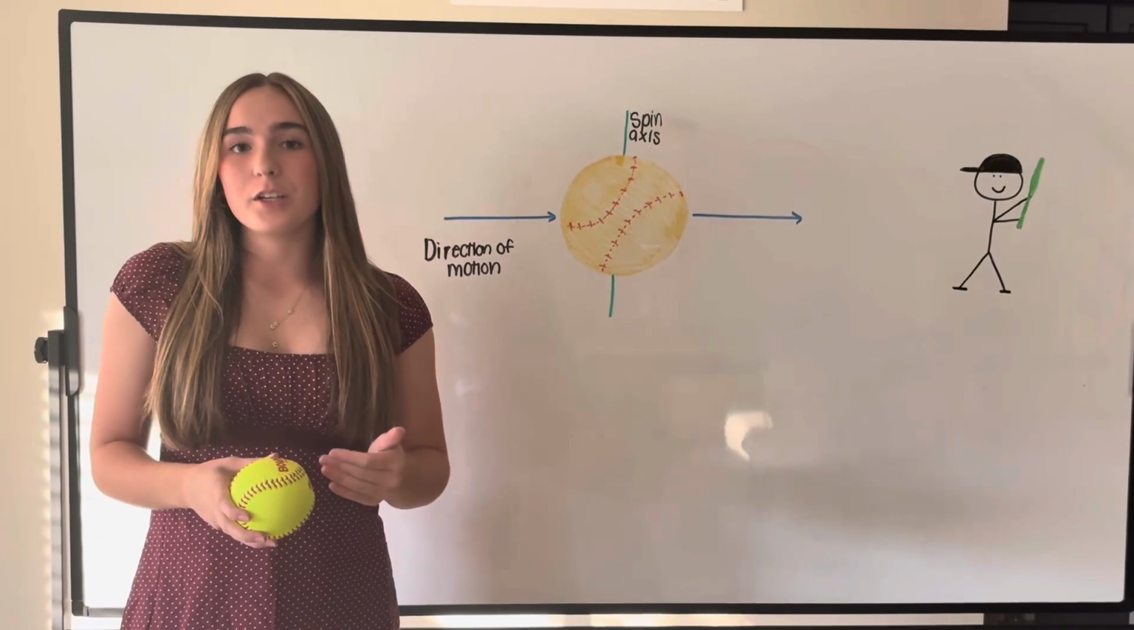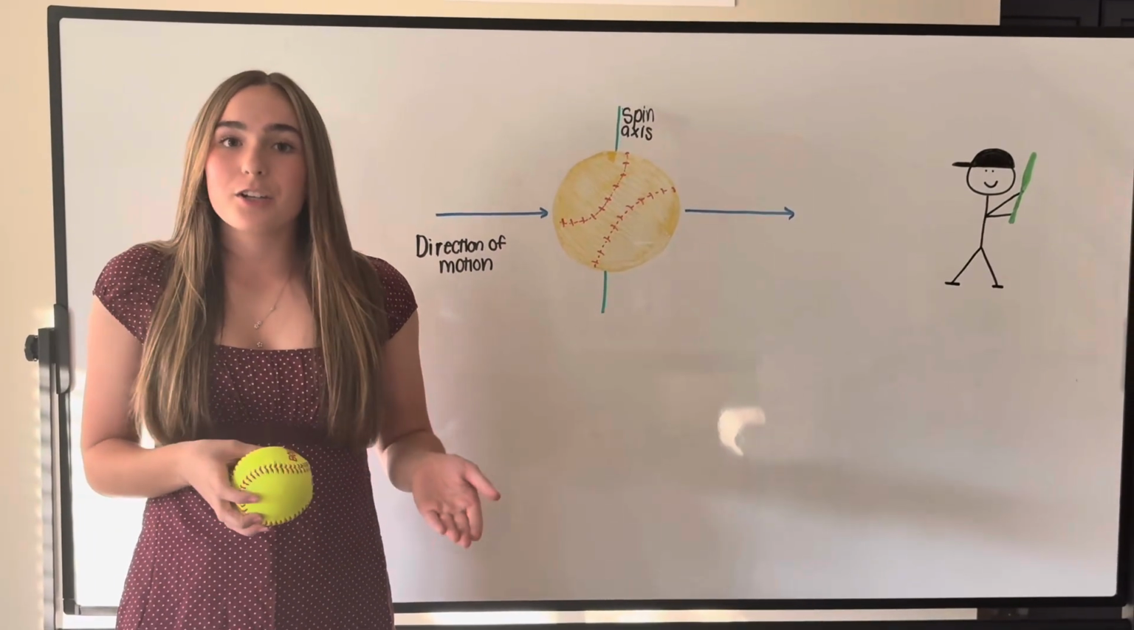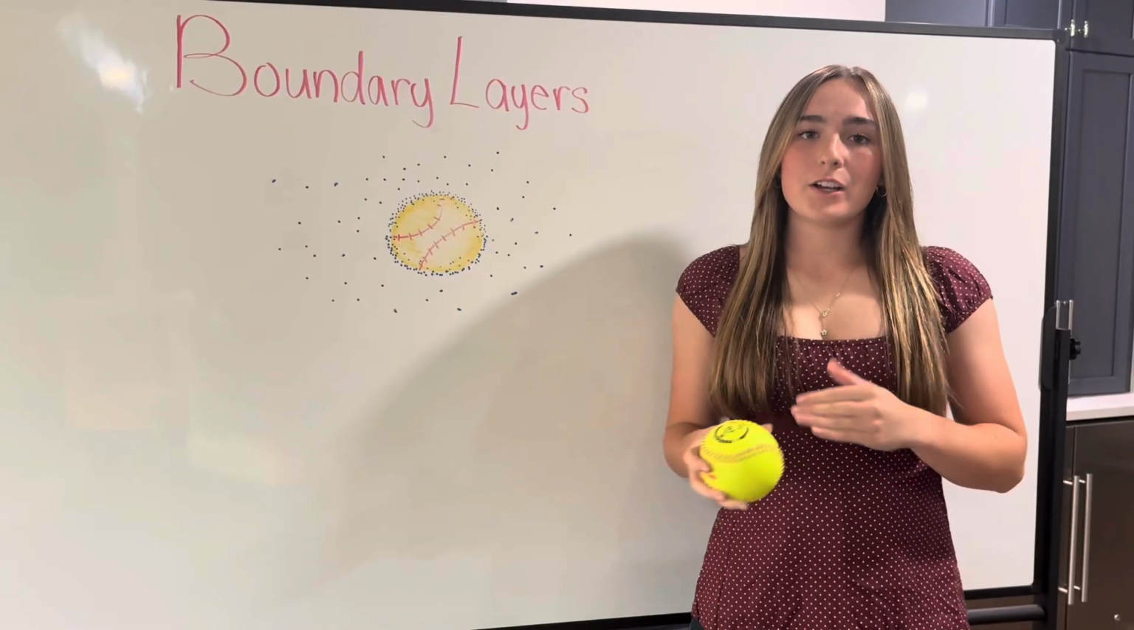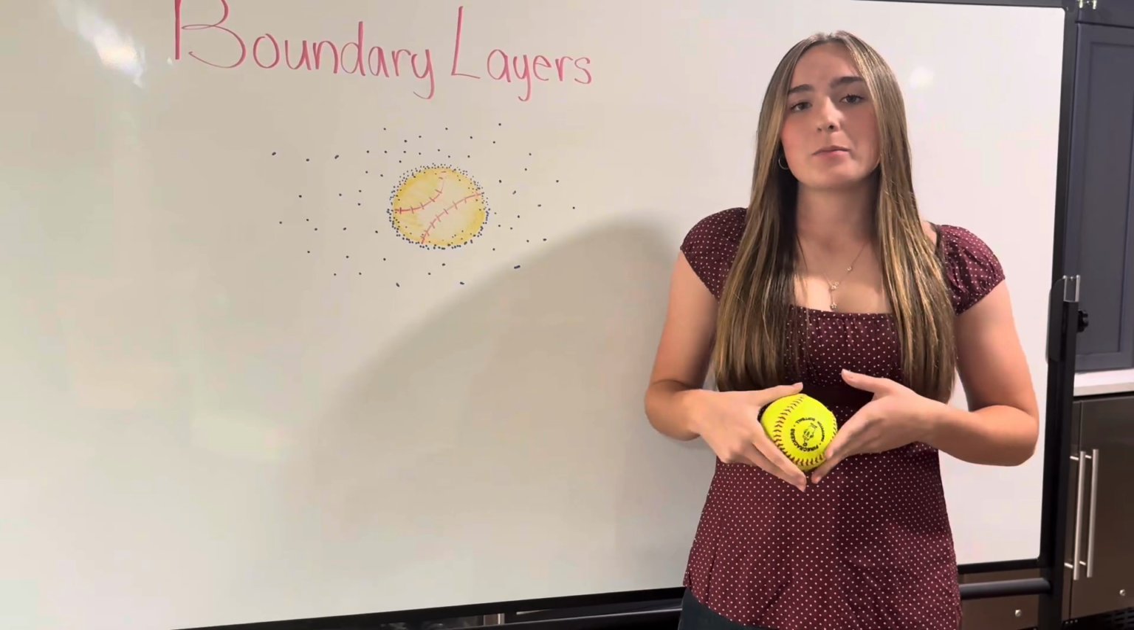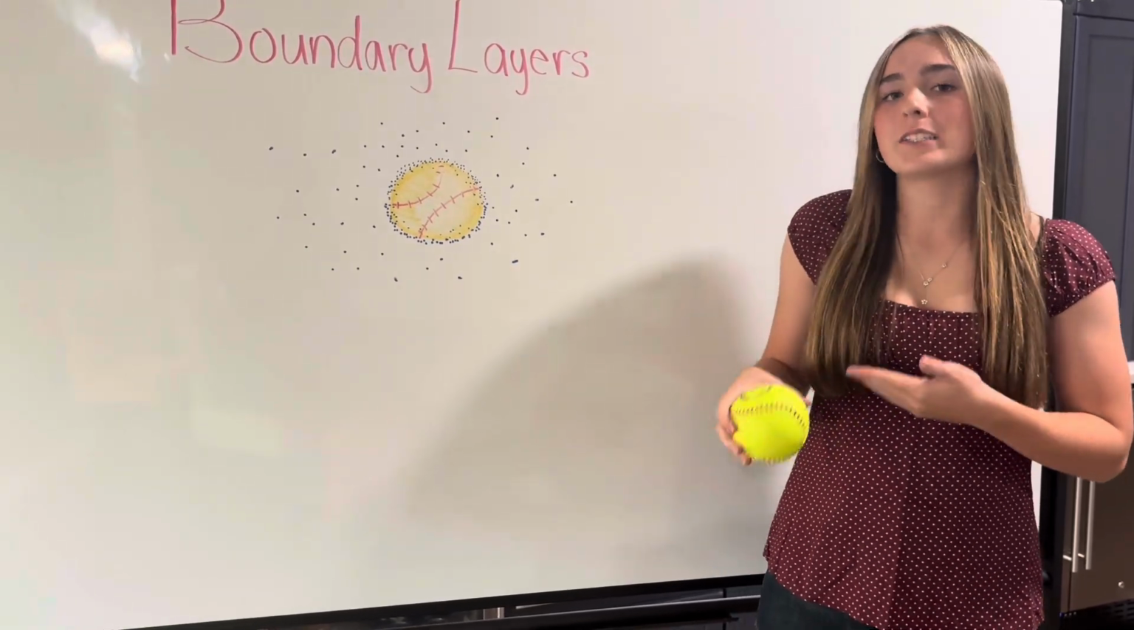Bernoulli's principle isn't the only contributing factor to the Magnus force. The other is boundary layers. Boundary layers are a small layer of air in contact with the surface of any object that is stuck. This happens because air has viscosity, which is the property to resist motion.